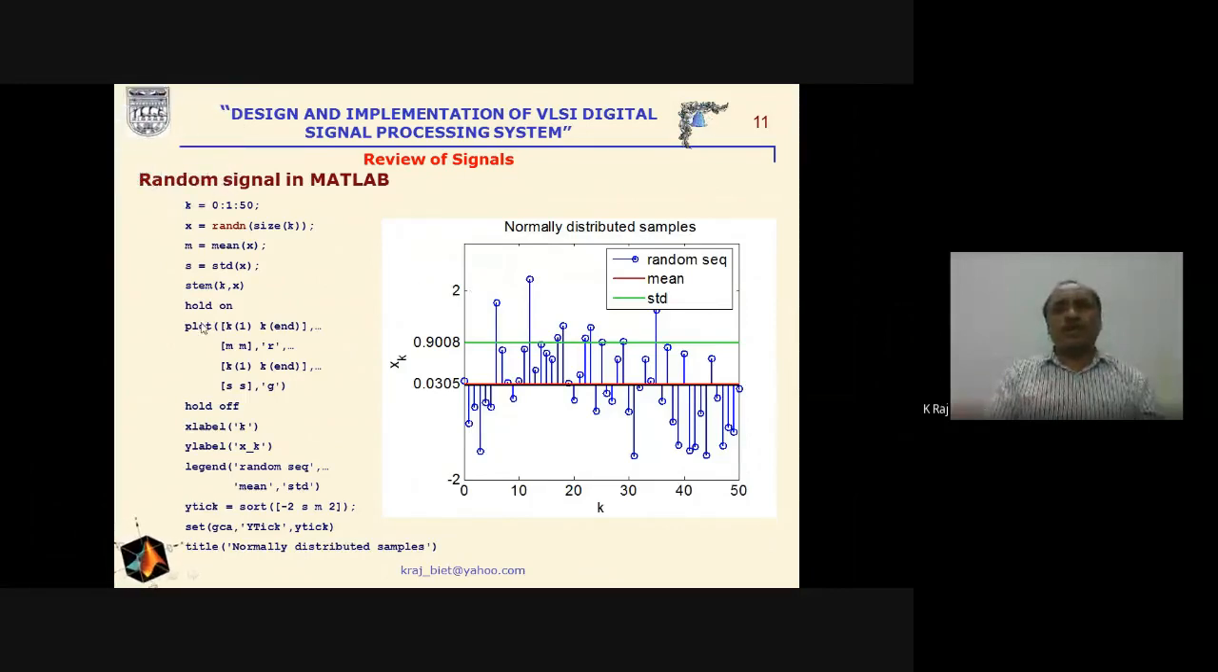As we described in the previous case, similarly we will generate the random function, then the mean and standard deviation, and then we will write the hold on command. After plotting each and every graph, we will put hold off, and we can generate the signal that can be utilized for the purpose of testing. So this is about today's lecture, where we have discussed the testing of any designed algorithm with the help of different discrete time signals.